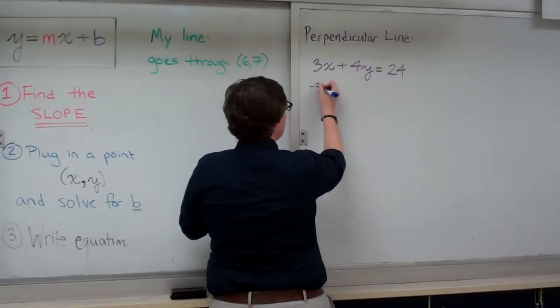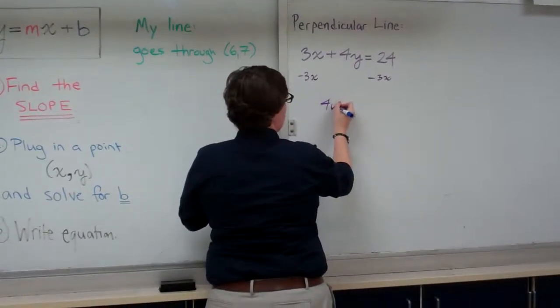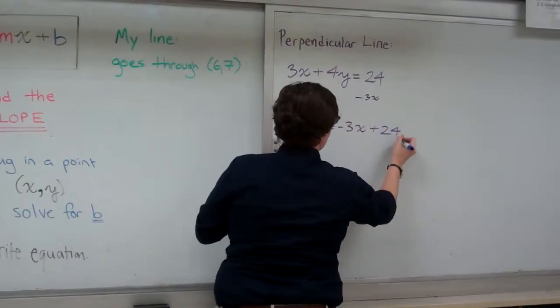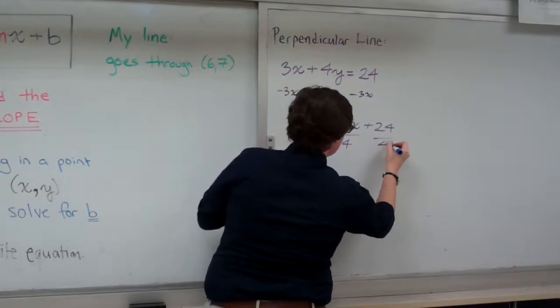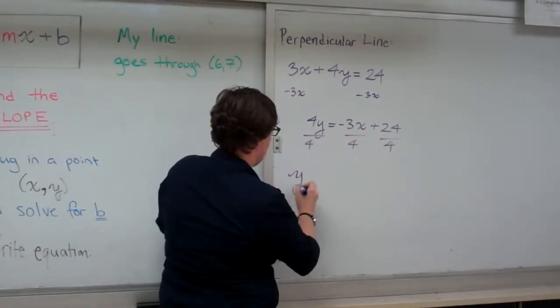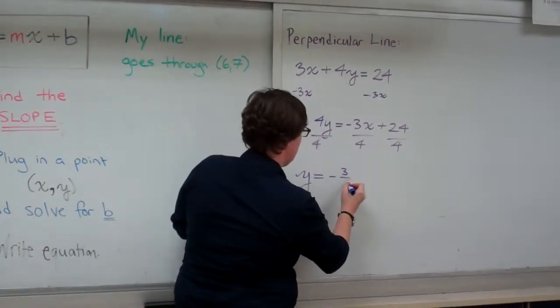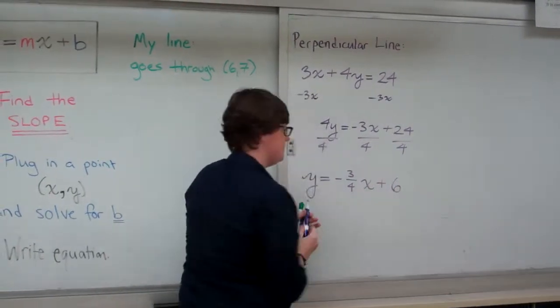I will subtract 3x from both sides to get 4y equals negative 3x plus 24. I will then divide every single piece of the equation by 4. That tells me that the perpendicular line has the equation y equals negative 3/4 of x plus 6.